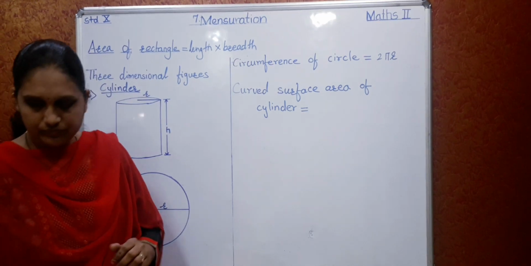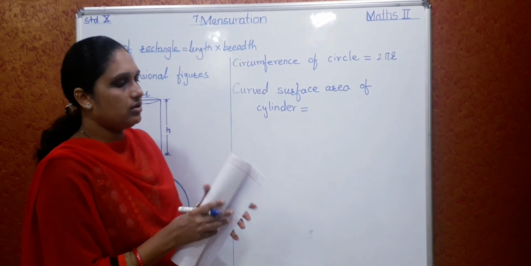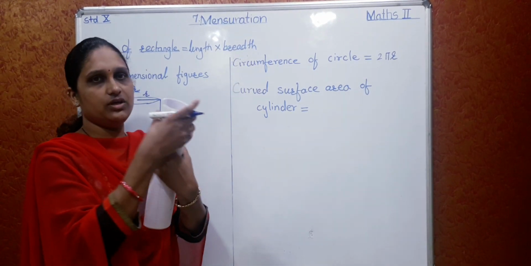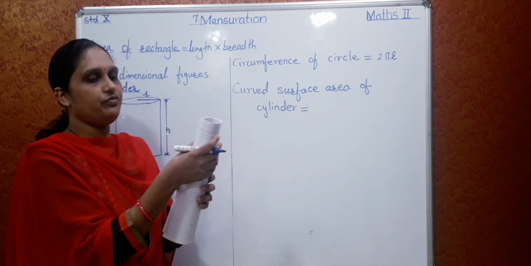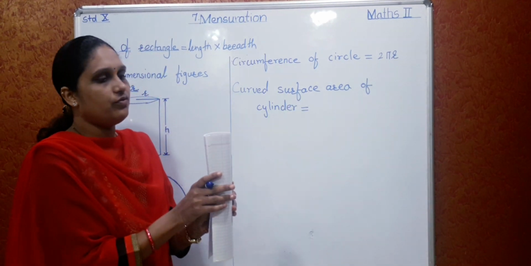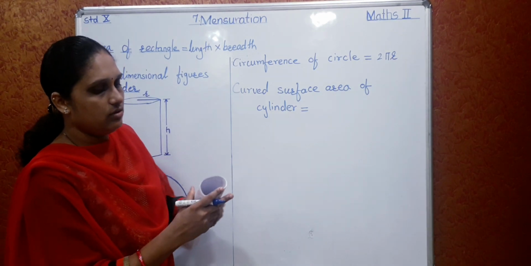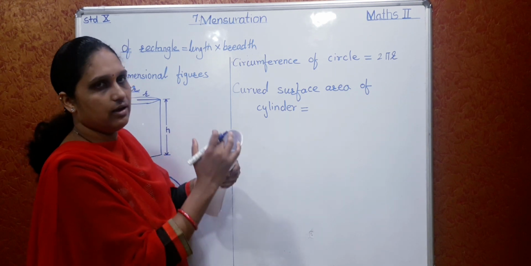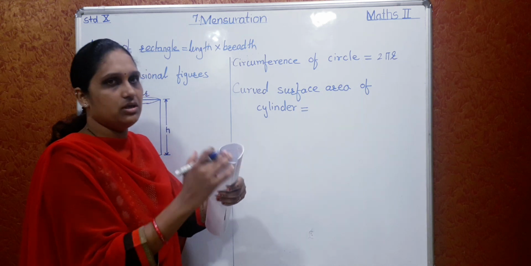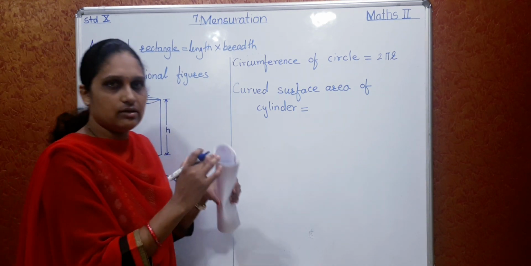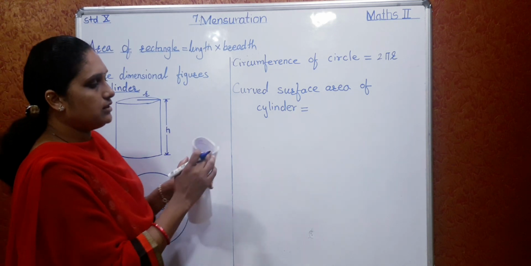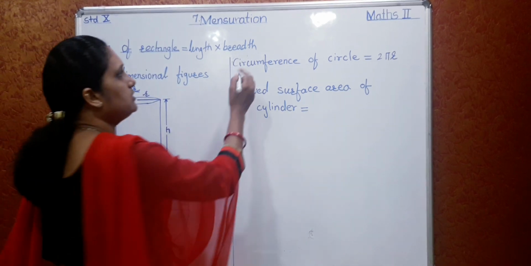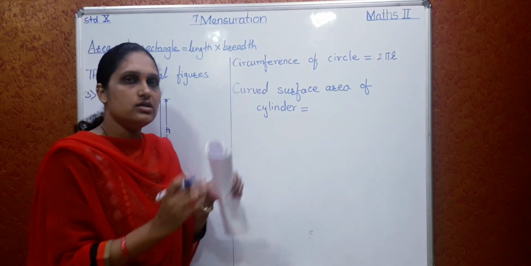Curved means, see, again I'll use this. Curved means this portion. This is the curved portion of the cylinder. Now how to find the curved surface area of the cylinder? For that I will observe the top portion of this. Top portion means this ring I have to observe. Ring means a circular shape, that is a circle. This ring is called the circumference.